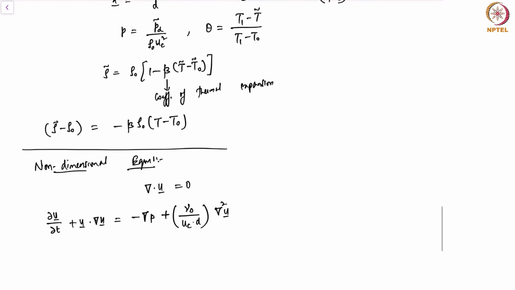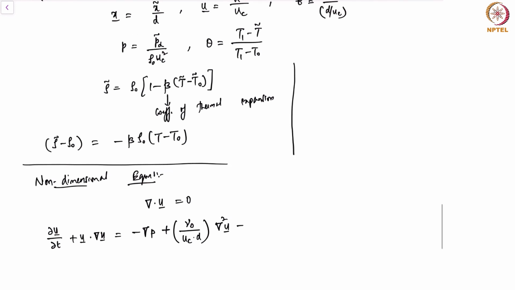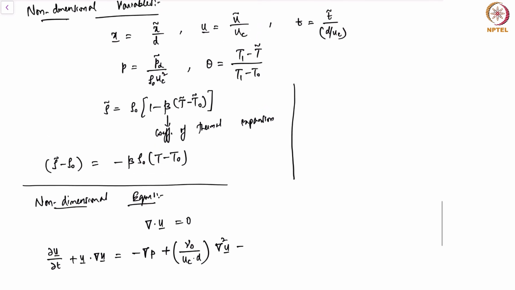Let's look at the gravity term. So what will be the gravity term here? Now what we have in the equations is minus beta rho naught T minus T naught times G, the gravity force or body force. This is the term that we have.